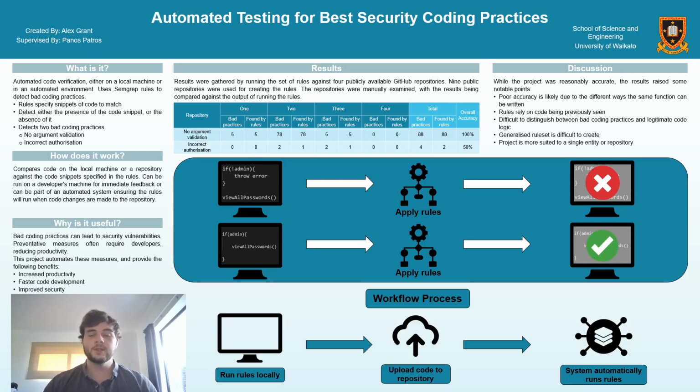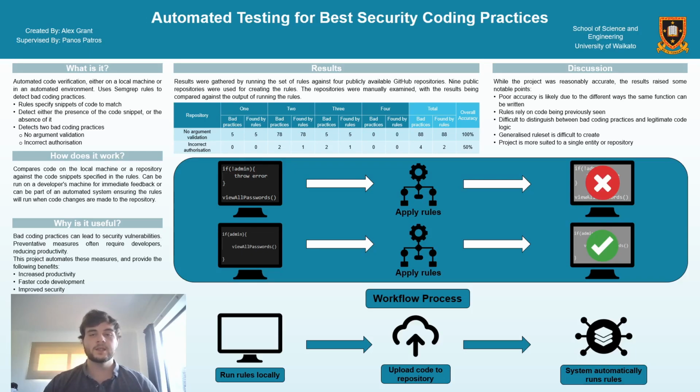The first of which is no argument validation, which simply means that the type of an argument is not checked before it is used. And the second is incorrect authorization, where authorization is performed in an unsafe manner. This project is intended for use on a developer's local machine, allowing quick and immediate feedback, as well as in a repository, which can run more comprehensive tests. The ideal workflow for this can be seen at the bottom.